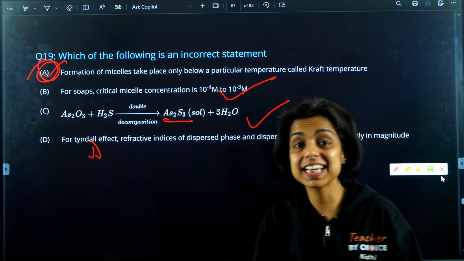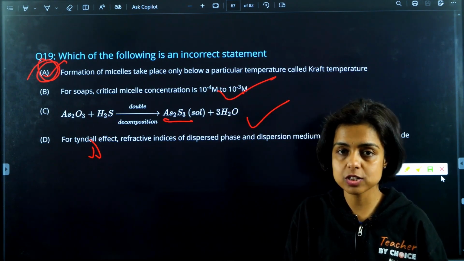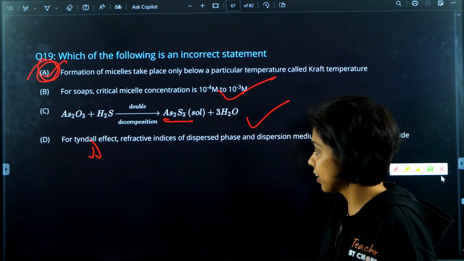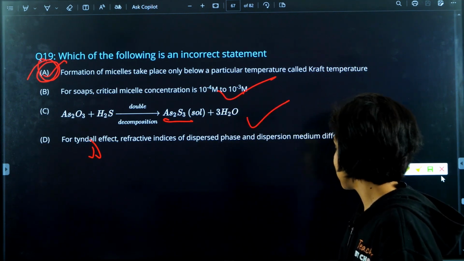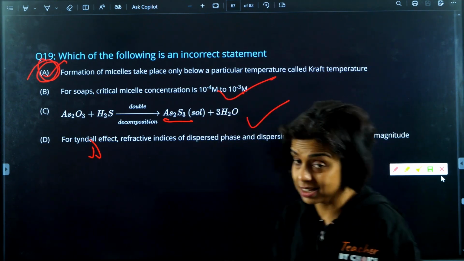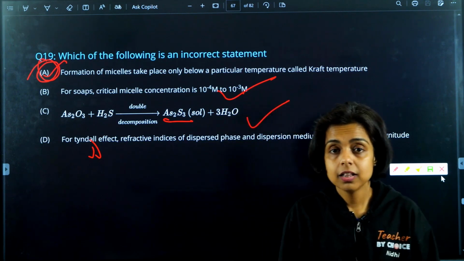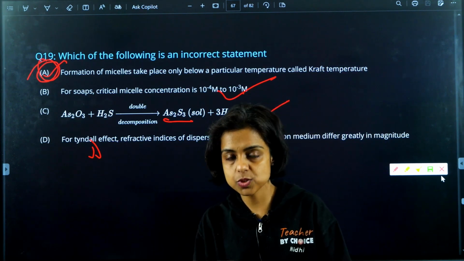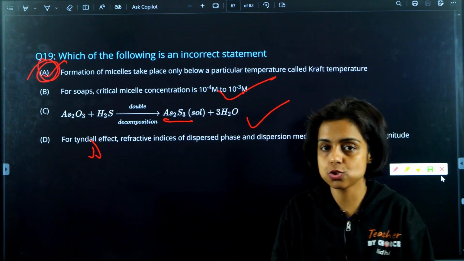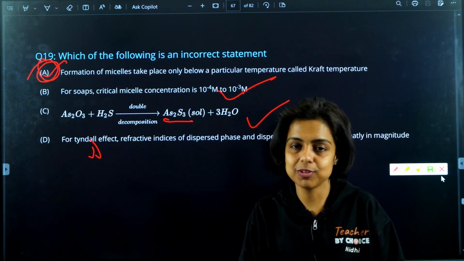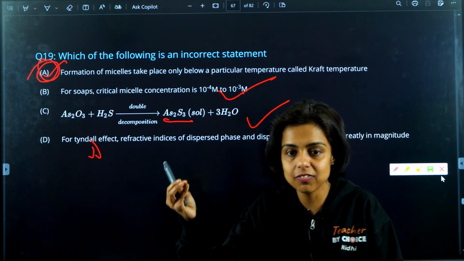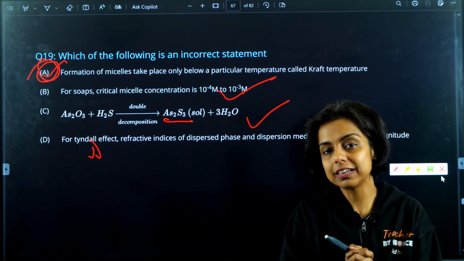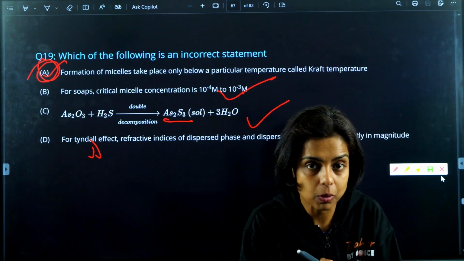For Tyndall effect, the scattering of light by colloids or suspension. That is the Tyndall effect that you must have done in your class 10th also. For Tyndall effect, the refractive indices of dispersed phase and dispersion medium differ greatly in magnitude. Yes, this is one of the conditions, right? That for Tyndall effect, the refractive indices of both dispersed phase and dispersion medium, there has to be a good difference between the two, and also the incident wavelength, right? The wavelength that you are using to show the Tyndall effect, that is also very important, right?